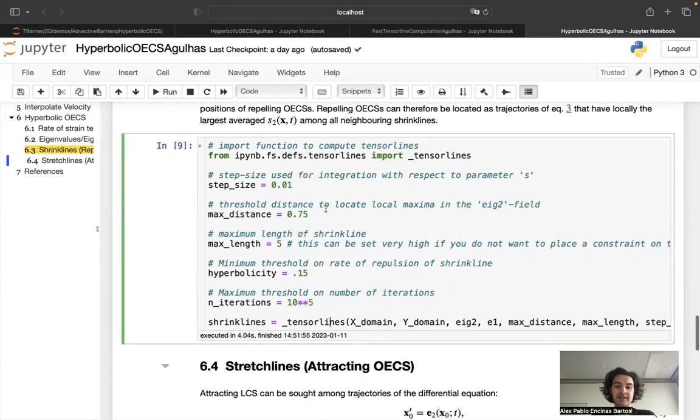Now, when integrating the tensorlines, we mentioned in the LCS case that when computing these tensor lines, so these lines which are tangent to a certain eigenvector field, one of the problems is that during the integration, you always need to keep track of the orientation of the tensor line, because if you start integrating in this direction and then suddenly you get into a point where the eigenvector is flipped in the opposite direction, then the integration stops.